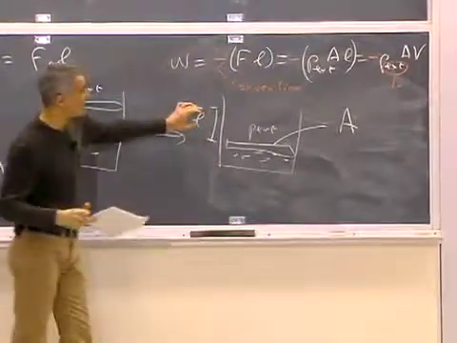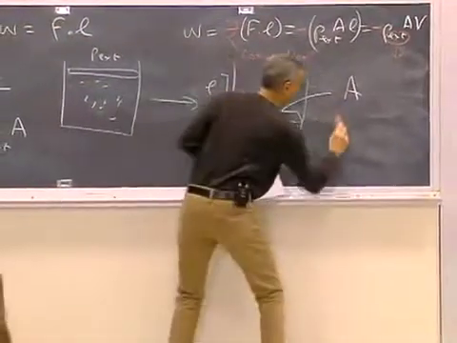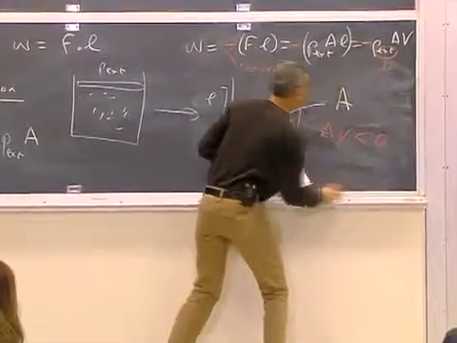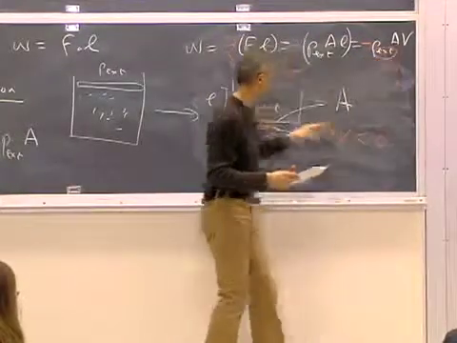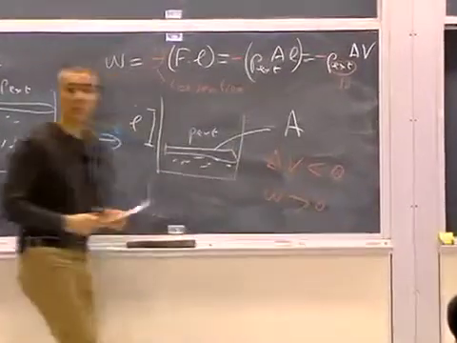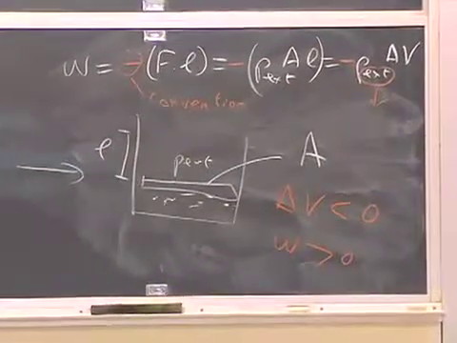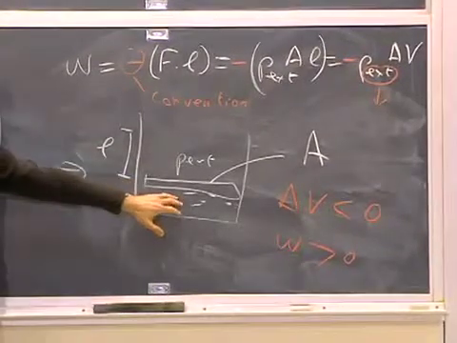So if delta V is negative, in this case delta V is negative, and pressure is a positive number, negative times negative is positive, and work is greater than 0. We're doing work on the system. In this case, work is positive.